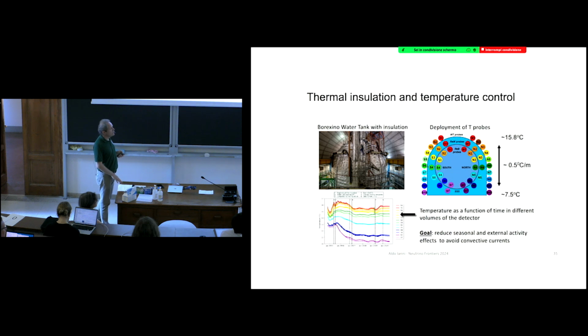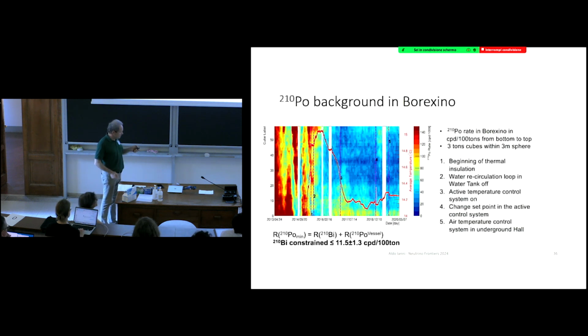And in order to reduce these convection currents, we thought to install a thermal insulation system, passive and active, in order to establish a strong and stable gradient of temperature and dump completely, or almost completely, the convection currents inside due to seasonal variations. In the end, we succeeded to have a seasonal variation of the order of 0.1 Celsius inside the fiducial volume. So this dump of the convection current produced this effect.